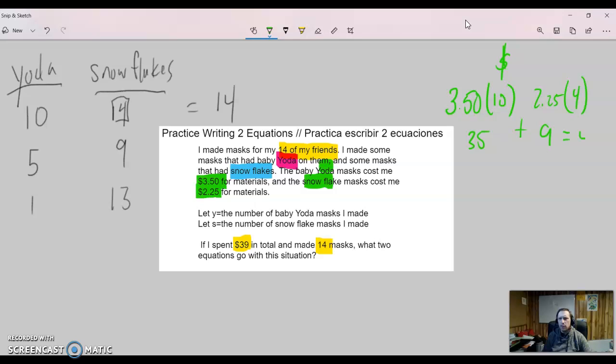Okay, that's 44. But I don't want it to equal 44. I want it to equal 39. So that doesn't work. That amount doesn't work.